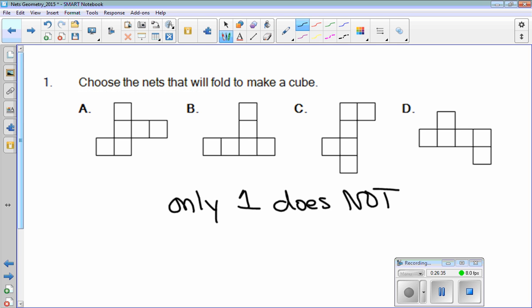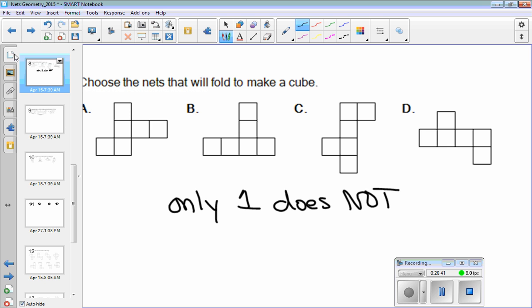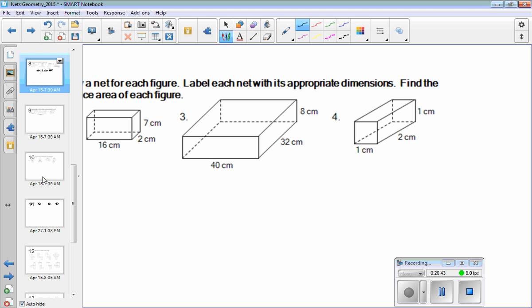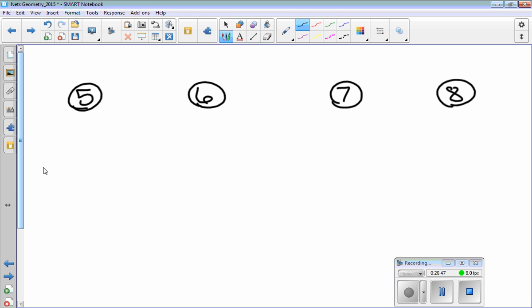Shh. I really don't want to take the snap things away, so please stop while we're going over it. All right. So only one does not. Let's make sure we're skipping that one. Let's look at 5. What is the net that matches with 5? C, good. How about 6? D as in dog, good. How about 7? B as in bulldog. And number 8? A, good. I agree with you.